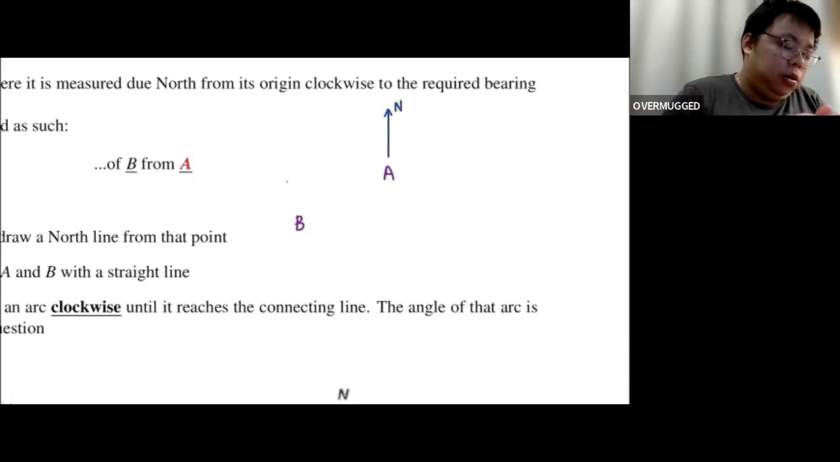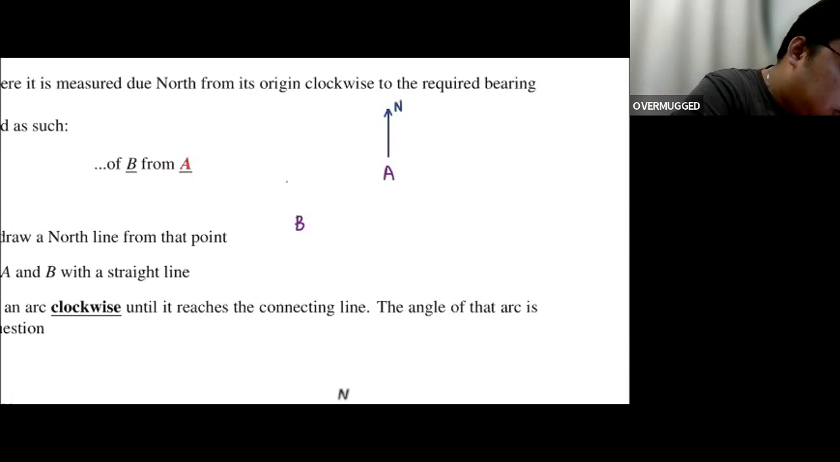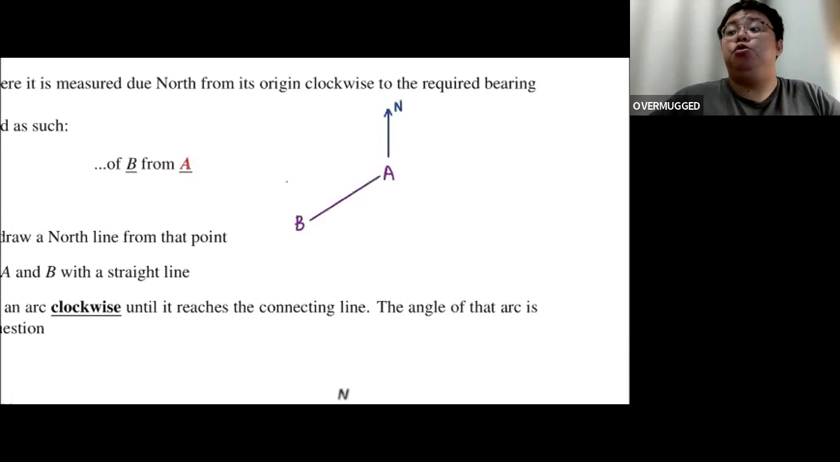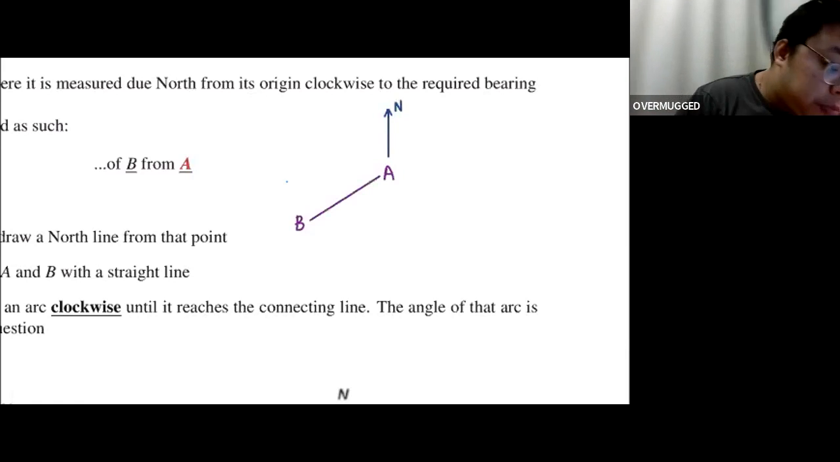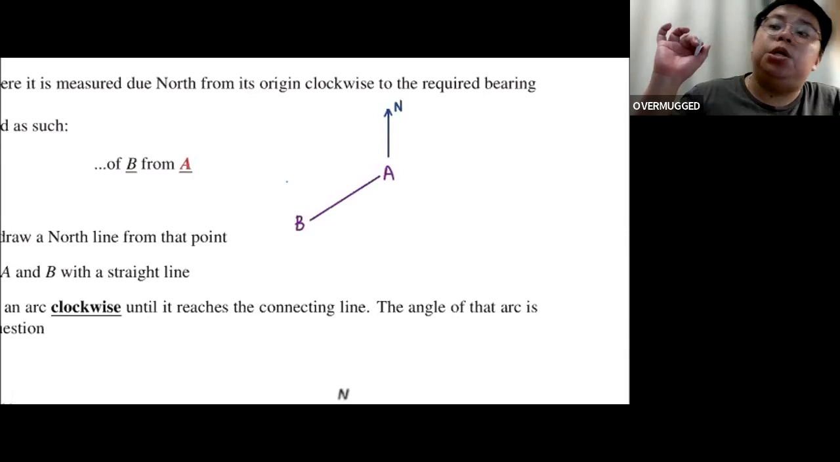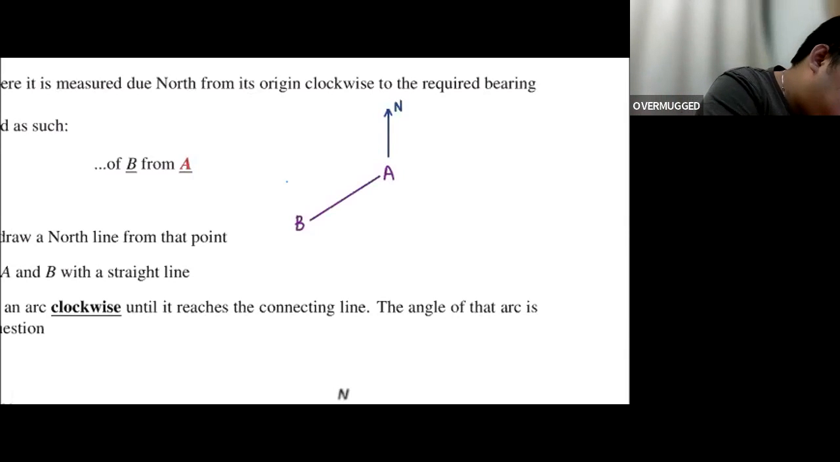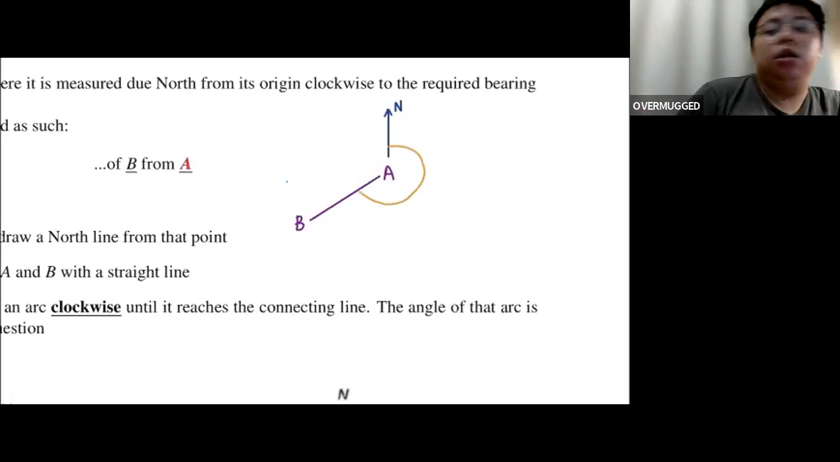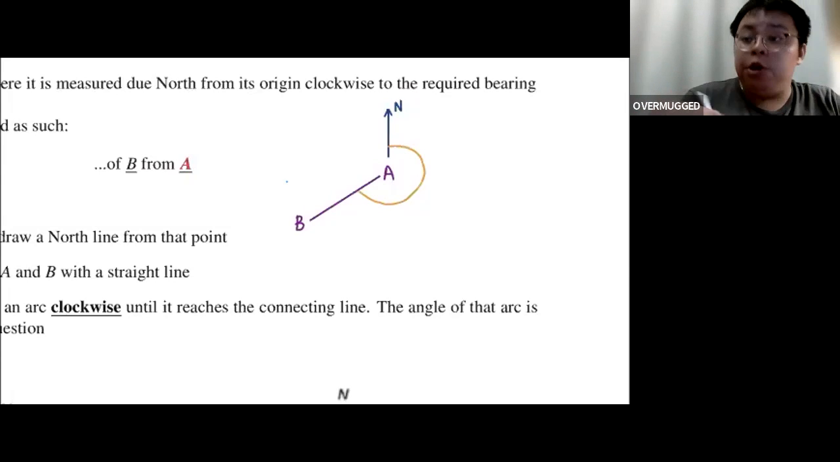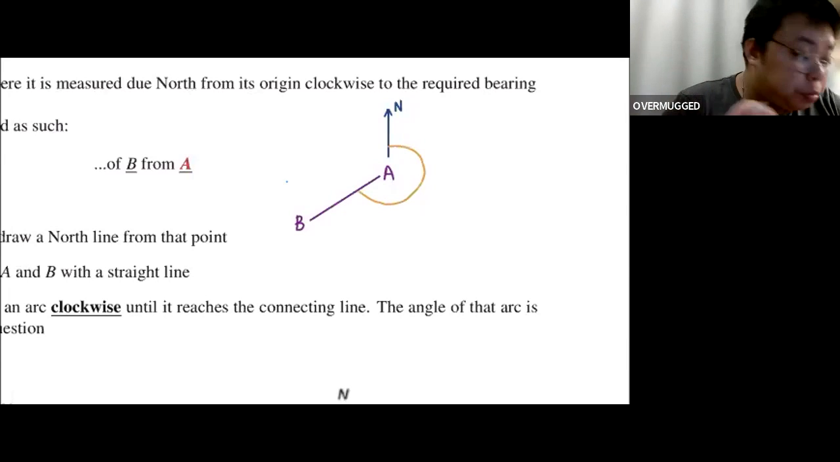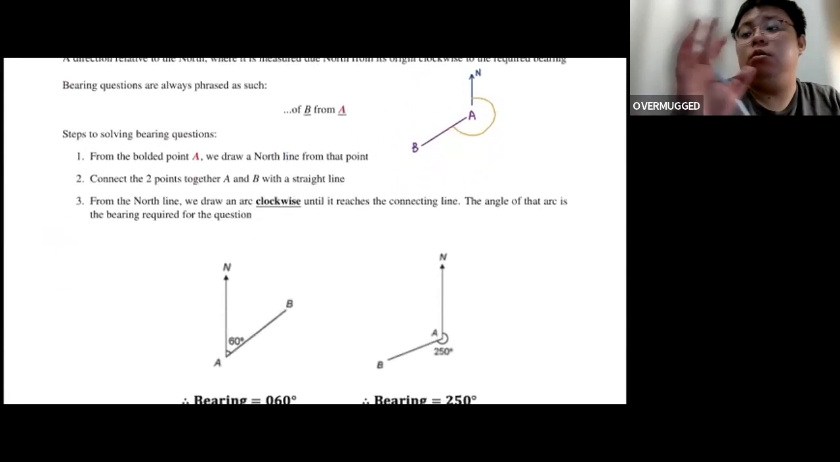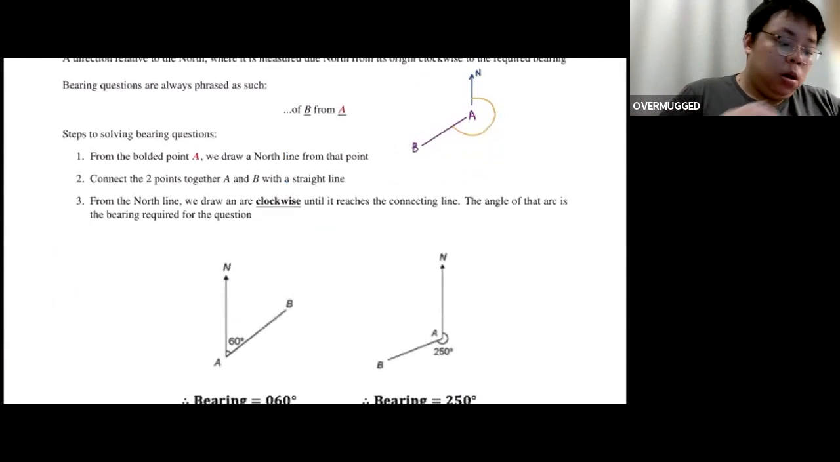For the north line, what you're going to do next is connect the points A and B together. If the question is already drawn for you, then of course, good for you. But sometimes it is not, so be careful. Next, you start with your north line and go in a clockwise direction until you touch line AB. That particular orange line that I just drew is your bearing. If you follow these three steps, you will never go wrong for bearing questions.